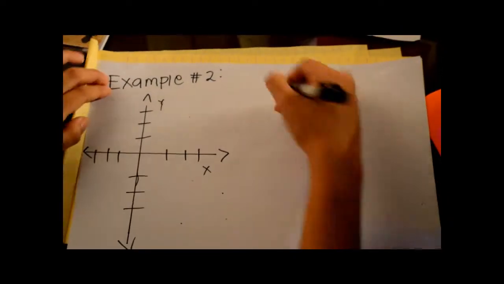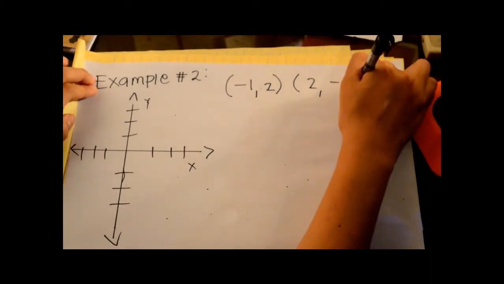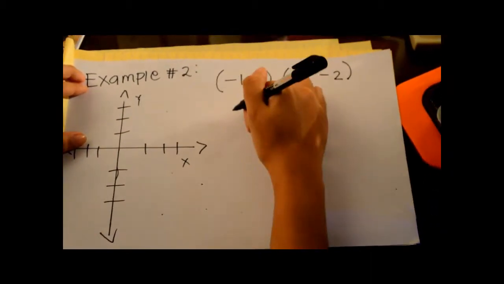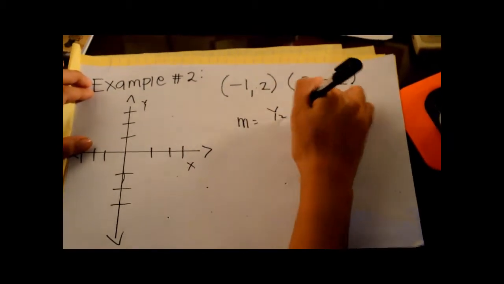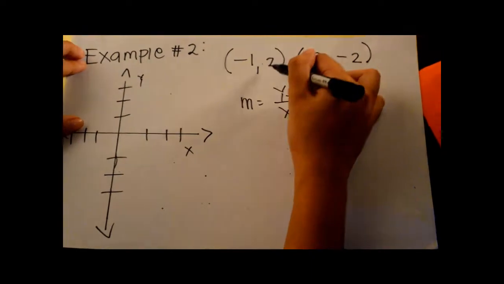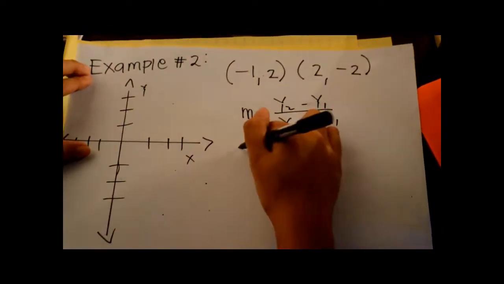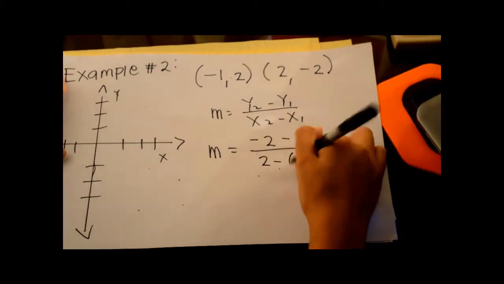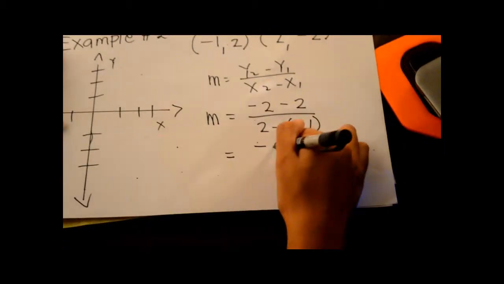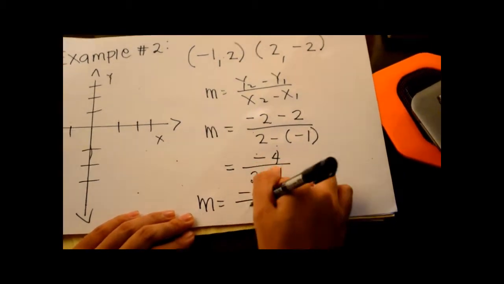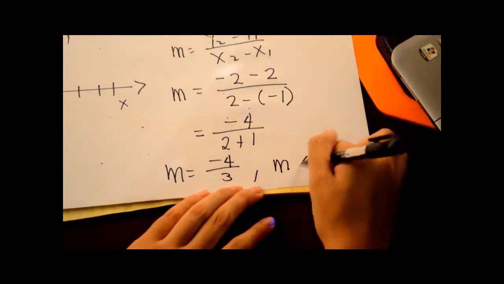In our example number 2, we are given (negative 1, 2) and (2, negative 2). Like in example number 1, we are still going to use the slope formula, which is m equals (y2 minus y1) over (x2 minus x sub 1). So this is x sub 1, y sub 1, x sub 2, and y sub 2. In solving it, we're just going to substitute. So it will become negative 2 minus 2 over 2 minus negative 1, which will be negative 4 over 2 plus 1. The result will be m equals negative 4 over 3, which means m is less than 0.